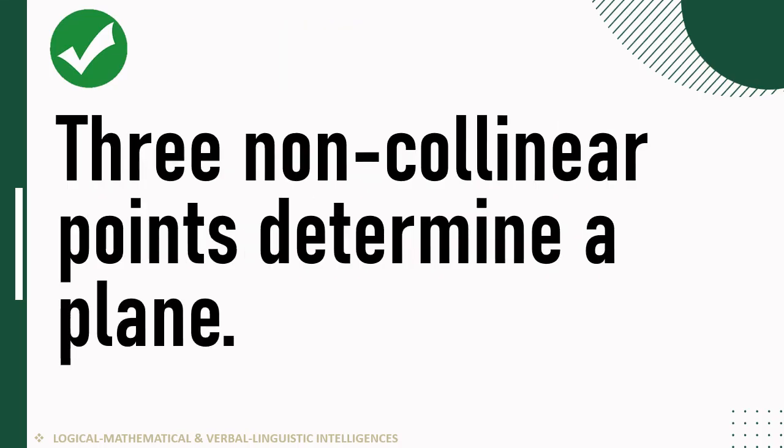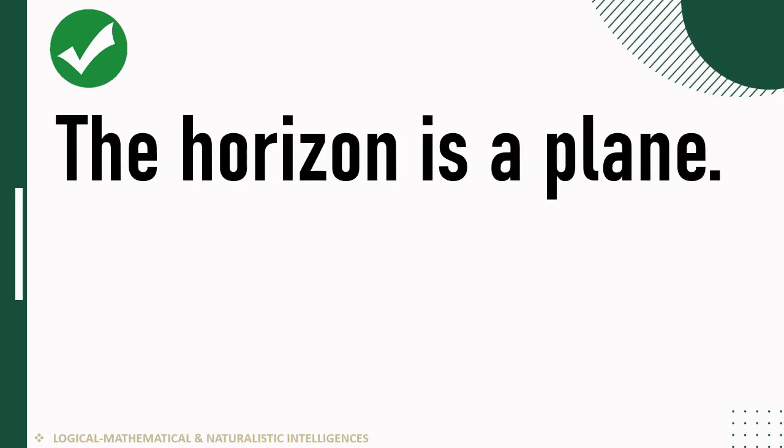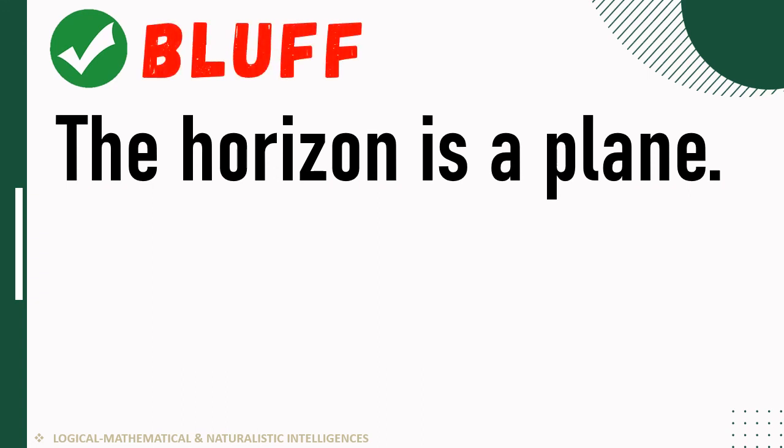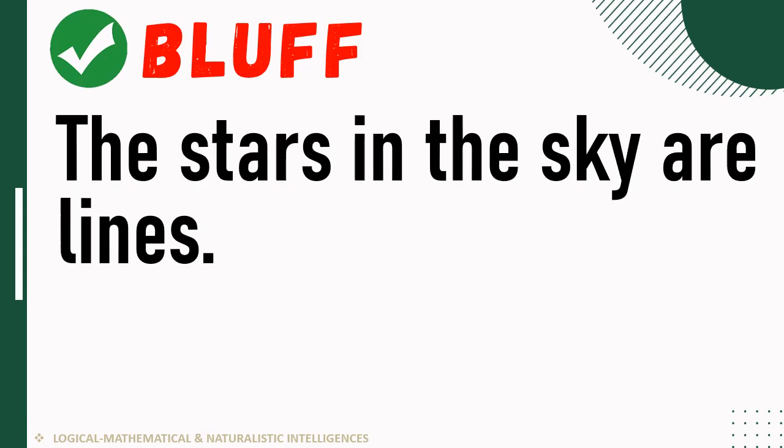Next one, three non-collinear points determine a plane. If we have three collinear points, do you think we can create a plane? No. But with three non-collinear points, connecting all 3 points, we can create a plane. Next, the horizon is a plane. It's a bluff. It is supposed to be a line. Next, the stars in the sky are lines. This is also a bluff because a star is a representation of a point.